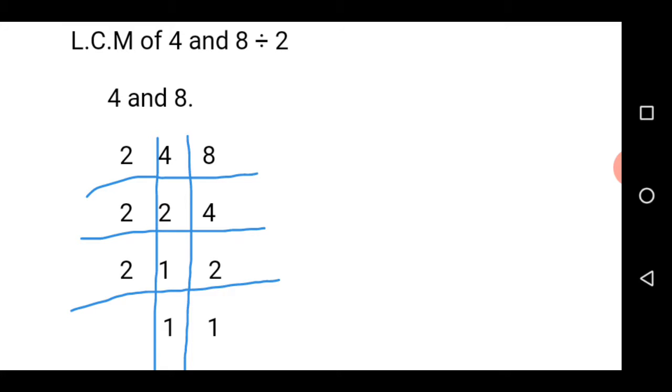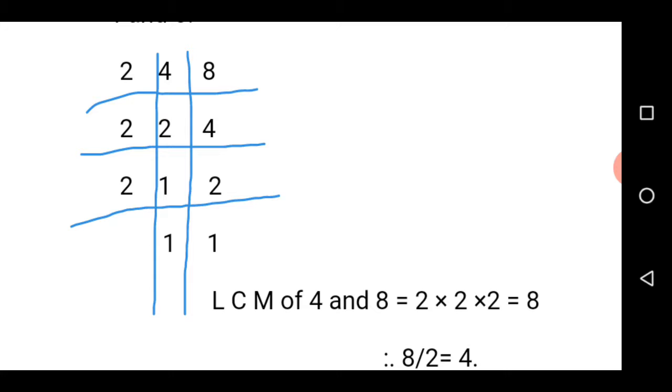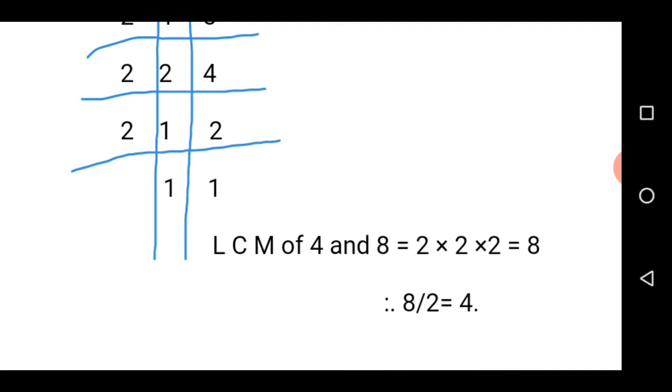How many 2 are you going to get in 4? You are going to get 2. How many 2 are you going to get in 8? You are going to get 4. Let's move on with another divisor. So how many 2 are you going to get in 2? You are going to get 1. How many 2 are you going to get in 4? You are going to get 2. So let's continue with the division by using divisor 2. How many 2 are you going to get in 1?